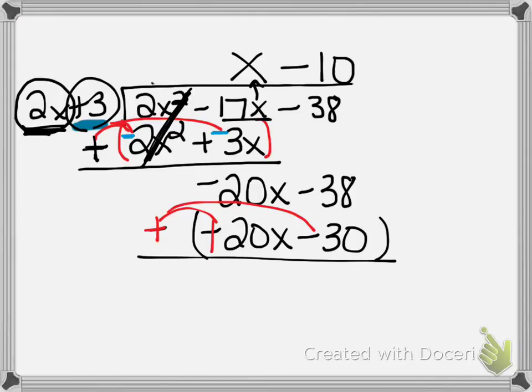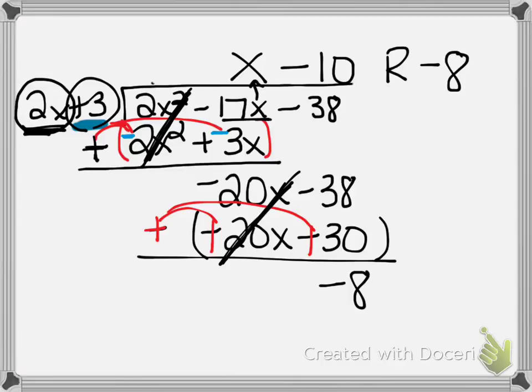And so this now becomes positive, and then that becomes positive because I distributed that negative. So now I have negative 20x plus positive 20x, and that's 0. So that eliminates, which is my goal. And then I have negative 38 plus positive 30, and I get negative 8. So then I have a remainder of negative 8.